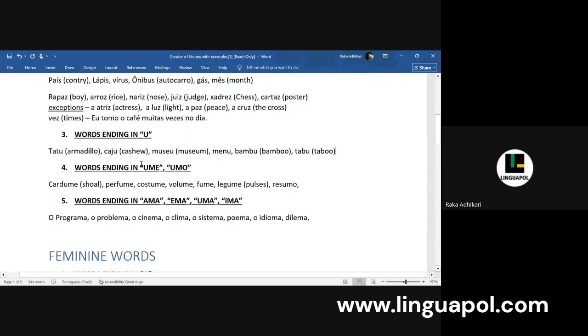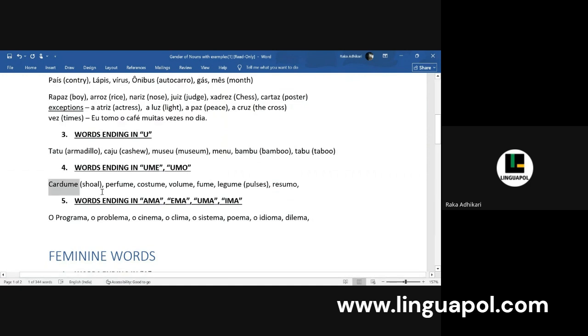Now, words ending in ume or umo, that is, you have to have this complete ending, then it will be a masculine word. Now, with the ending of umo, you already have the ending of o. So we already know that anything that ends with O is masculine. So we can ignore this one because it is already taken for granted that if it is ending in O, then definitely it is masculine. Let's look at this one, ume. There are a lot of words in Portuguese that end in ume.